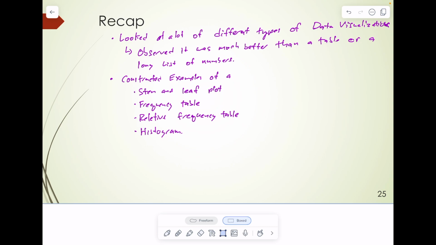And I'll just say, in closing, that histograms are very, very important. And we will be looking at histograms throughout, especially when we talk about probability distributions.